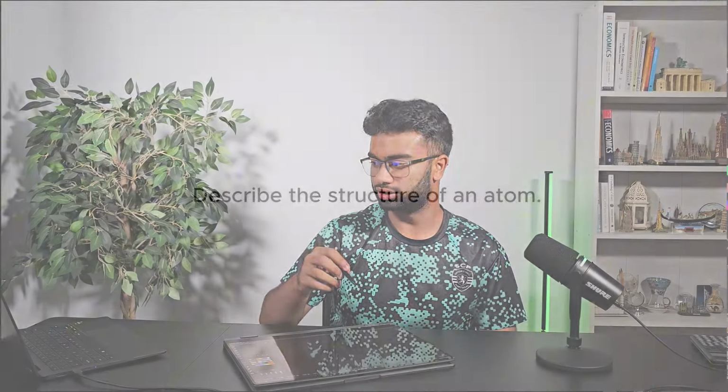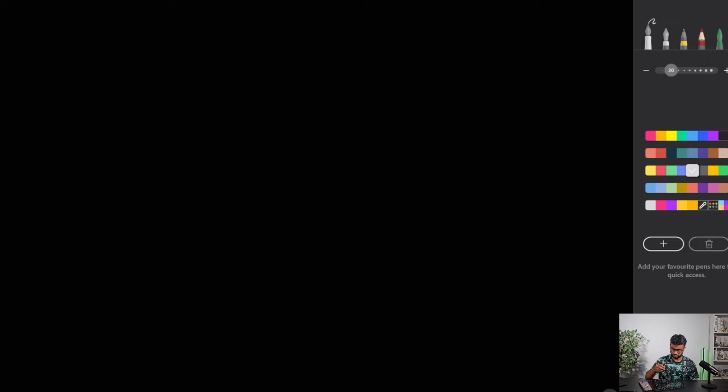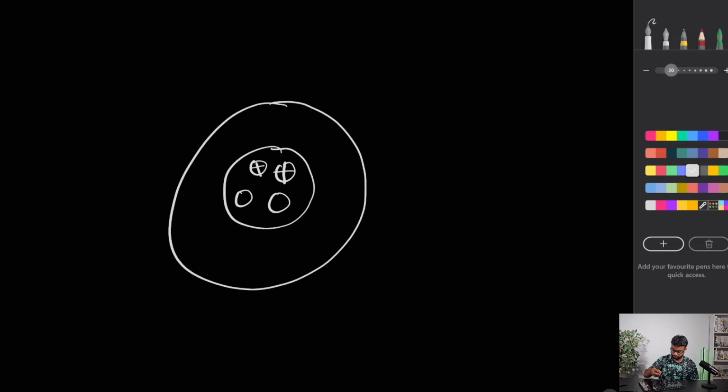The next question tells us to describe the structure of an atom. Well, an atom has a nucleus with protons and neutrons, and it has outer shells of electrons, which we can represent with these X's. So this is how you would draw it, and we can explain this by saying there are shells of electrons on the outside, and the nucleus contains protons and neutrons, and that is how you would answer this question.